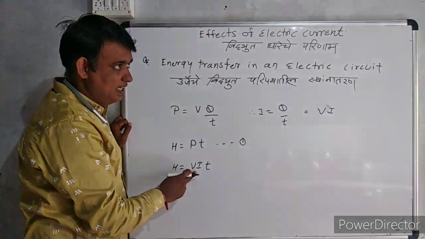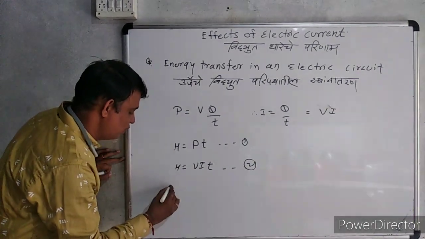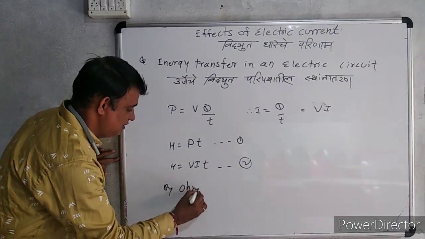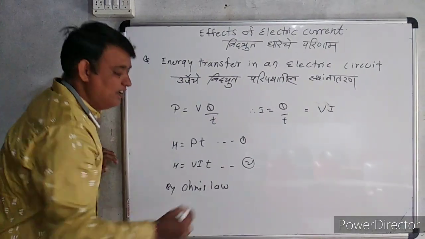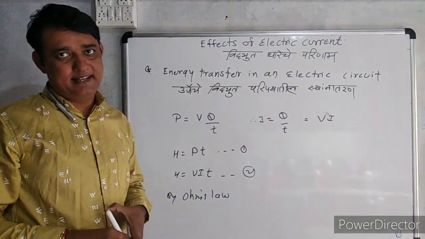Okay, now we know that, suppose this is number 2, by Ohm's law. In last standard we learned Ohm's law. What is Ohm's law? V is equal to IR.